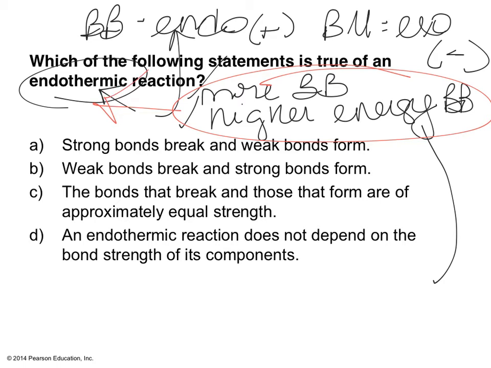And because of that, let's go through these. Strong bonds break. Yeah, we just said that. Endothermic is ruling the day, which means we had to break strong bonds or else a lot of them. And weaker bonds form. Okay, that seems to kind of make sense.